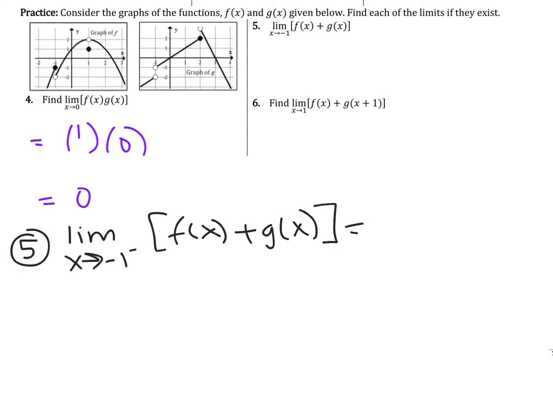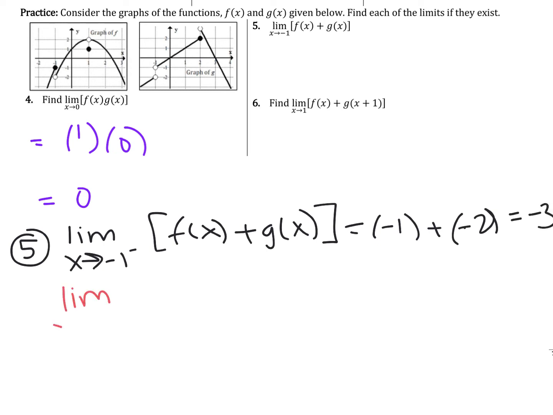If we look at the limit as x approaches -1 from the left of f of x, that's going to be -1. If we look at the limit as x approaches -1 from the left of g of x, that's going to be -2. So this is going to be -3.